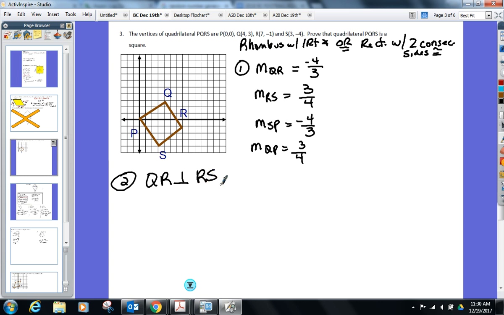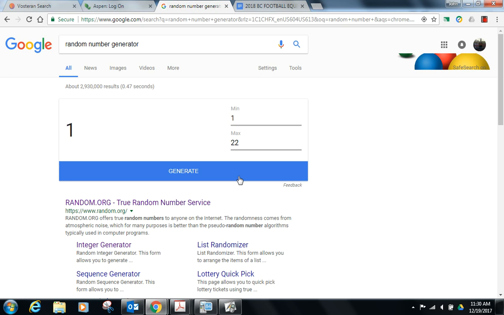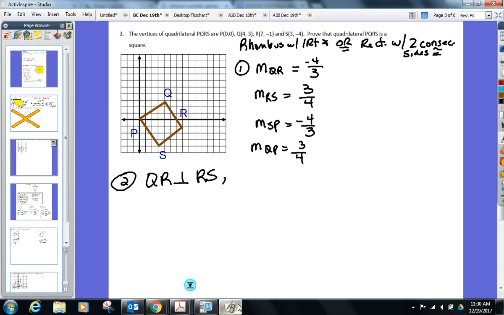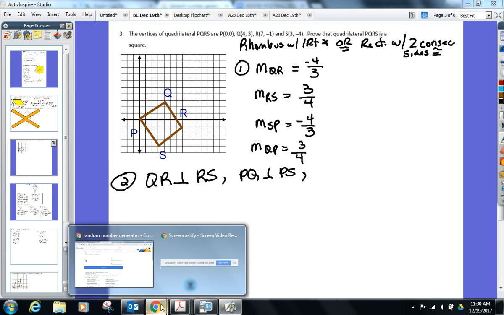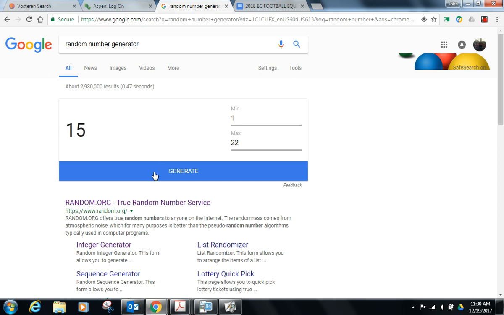Let's keep going. There's more I can write here. QR perpendicular to RS. More. Great. QR is perpendicular to RS. What else? Find more negative reciprocals for me. PQ perpendicular to PS. Yep, need 2 more pair. 2 more pair.